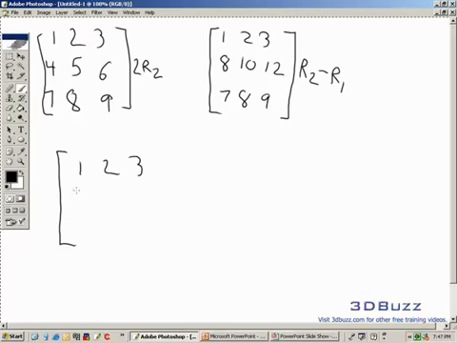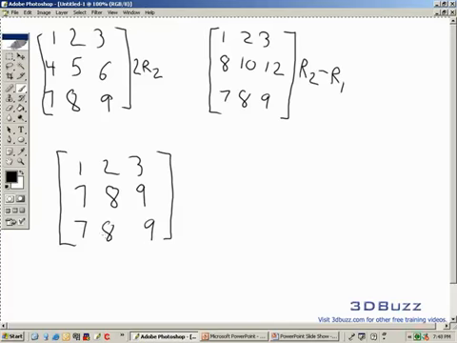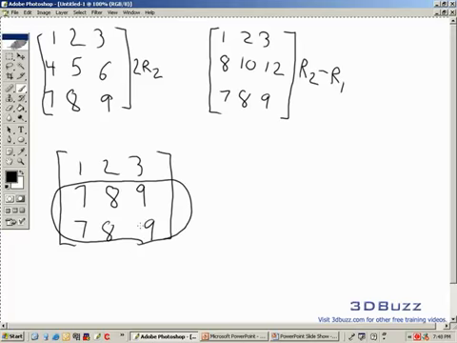8 minus 1 is 7. 10 minus 2 is 8. And 12 minus 3 is 9. And then you get 7, 8, 9 at the bottom. Gotcha. So you have 2 rows that are essentially saying the exact same thing right now. And therefore, that doesn't help you. You can't solve for X, Y, and Z should that happen. Gotcha. So basically, you need more information.